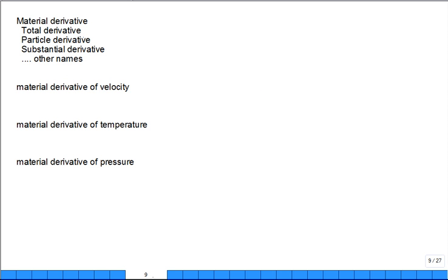This material derivative has other names. It's also called the total derivative. It's also called the particle derivative. It's also called the substantial derivative, and there's probably other names out there. But guess what? There's consistency in the notation. What's the notation? Big D operating on T. And you can feed it stuff. It operates on stuff. Okay?